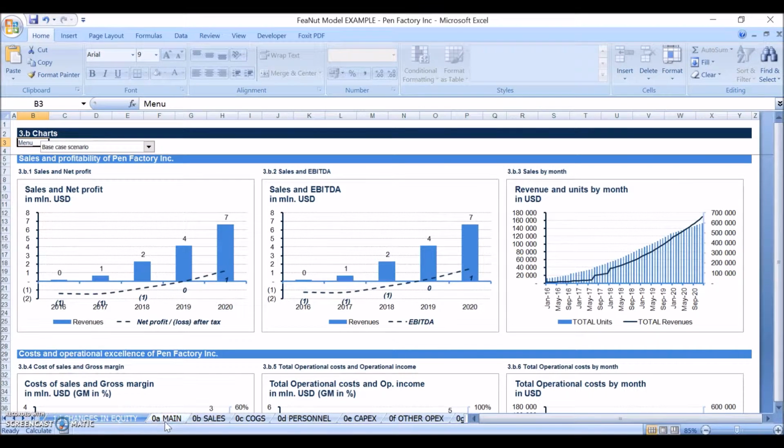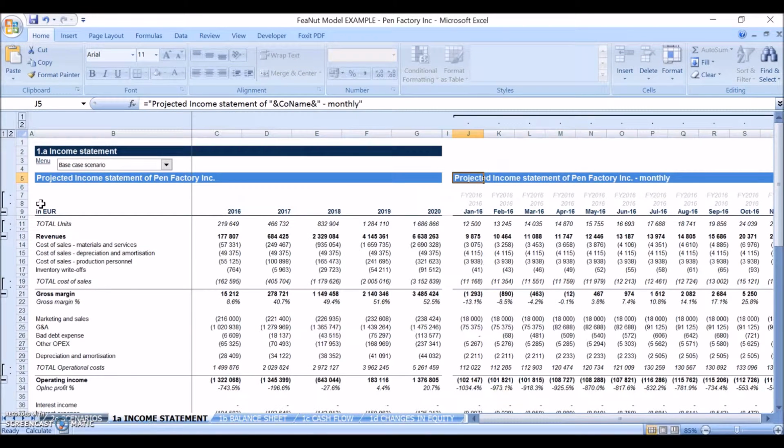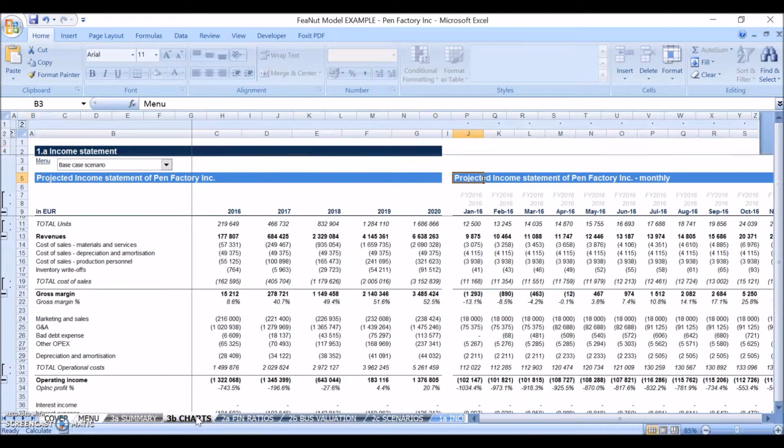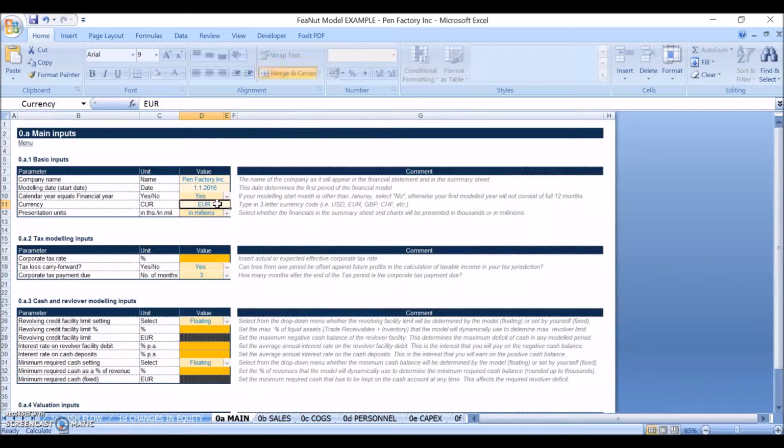If I change my currency to euro, for example, again, I go back to financial statements, for example, now it says it's in euro. The charts are also in millions of euro. But let's just go back to US dollars and thousands.